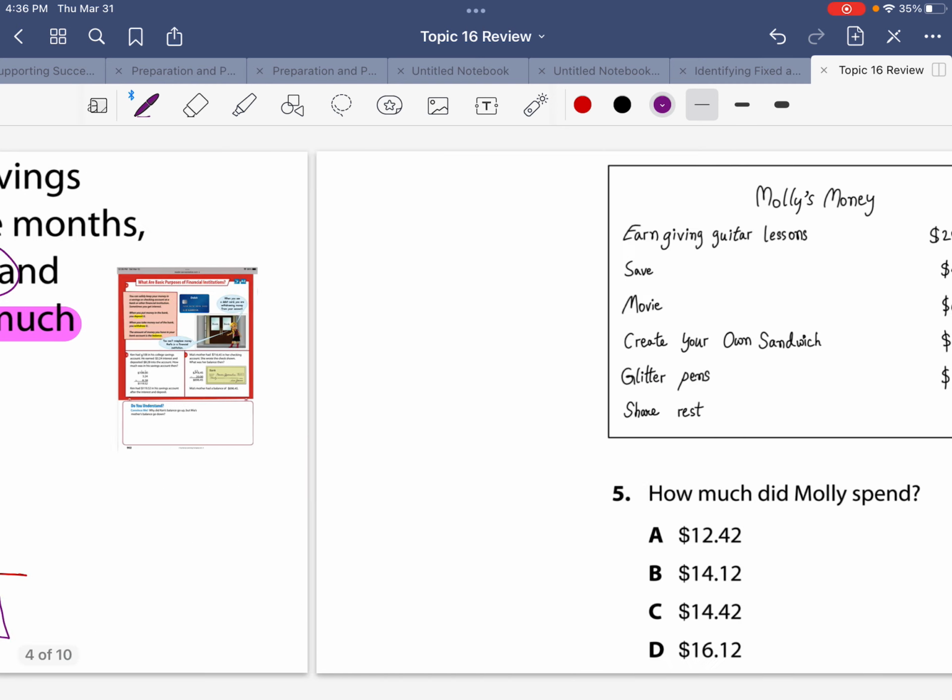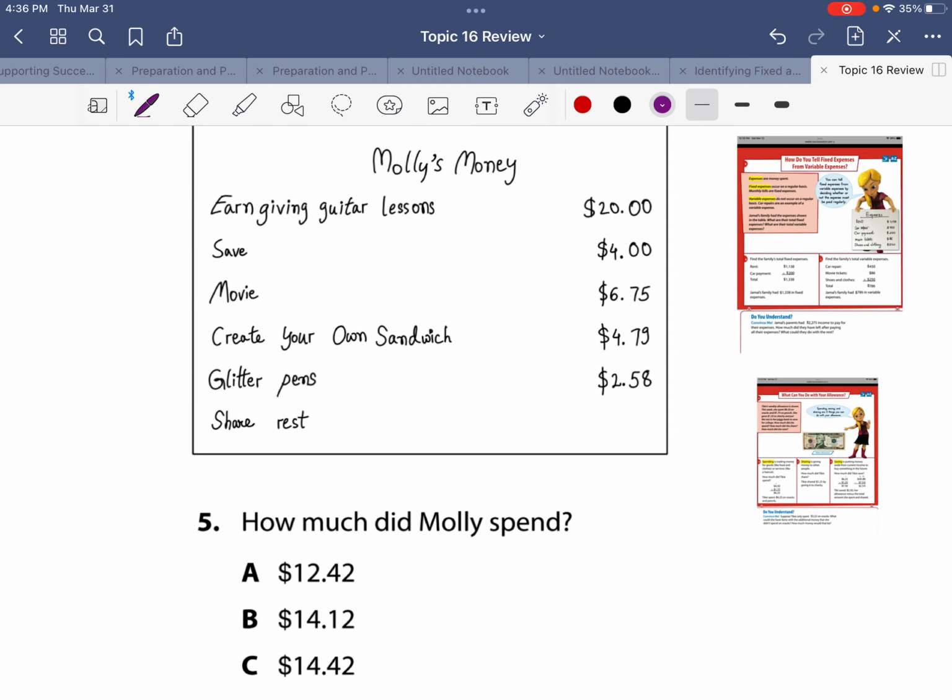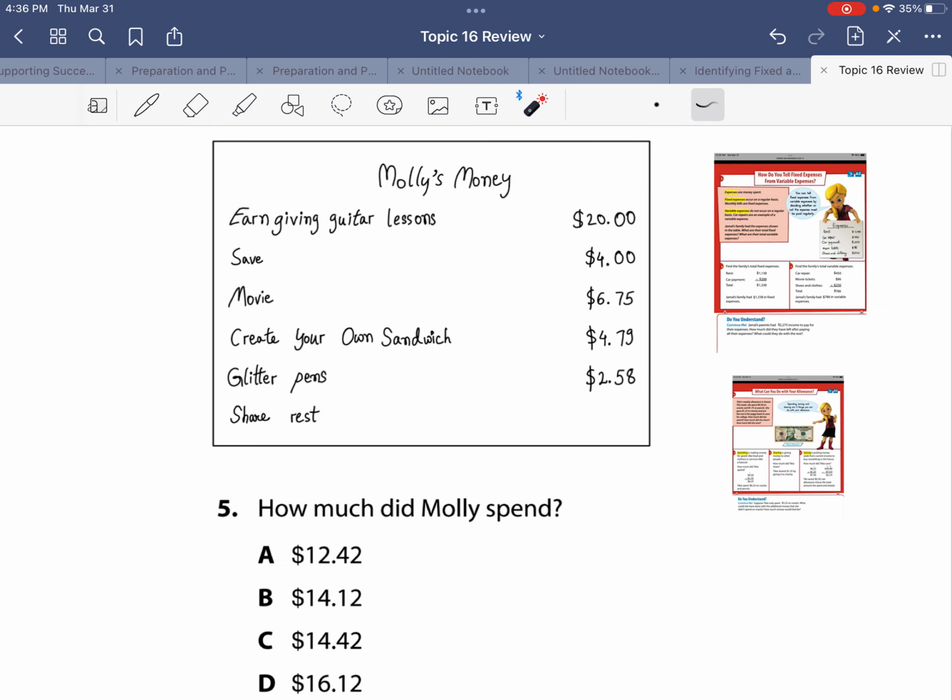Okay. Next problem. Can you please have Oliver circle to the front? Oliver circle to the front.